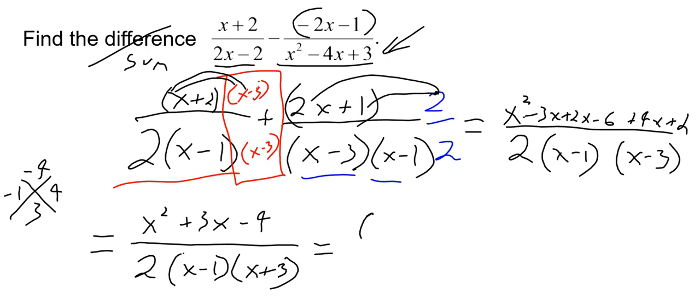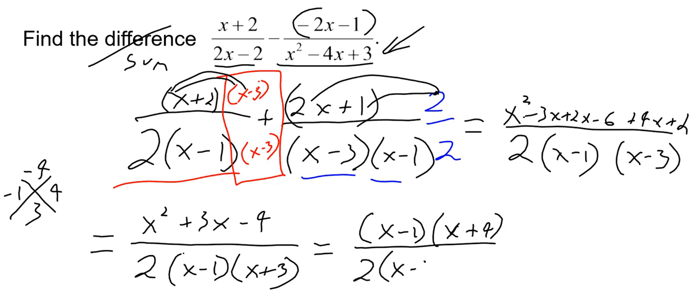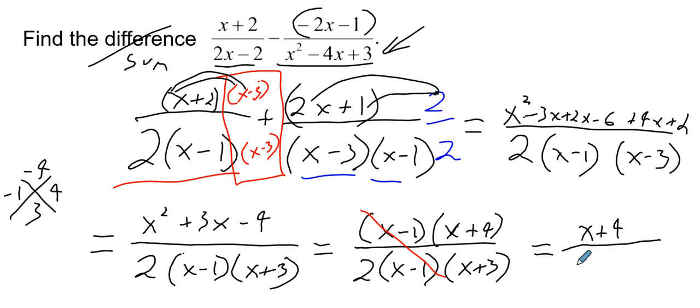Okay, I can factor this to be x minus 1 times x plus 4, over 2 times x minus 1 times x plus 3. Okay. Now that you recognize common things, these cancel out, and your final difference of these two rational expressions is x plus 4. You can put the parentheses around it, but now that it's by itself, it can just stay there. And then we have a 2 and just that x plus 3 left over. And that's our final answer there.